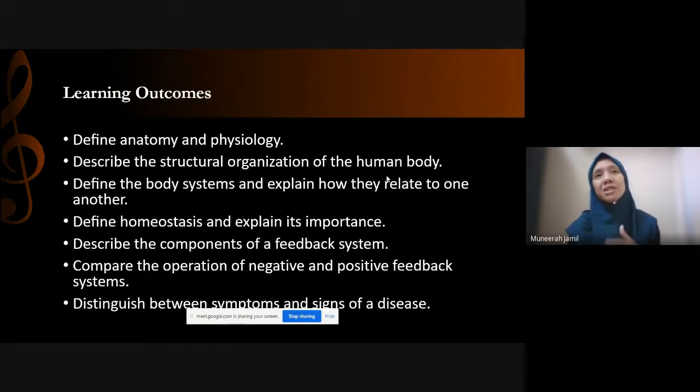Okay. Because the body is actually an organism that works together. All the things in the body are working together and relate to each other, so that it can function as an organism. Okay, define homeostasis and explain its importance, and describe the components of the feedback system in the homeostasis itself. Okay, and then in the homeostasis we have what we call negative and positive feedback.